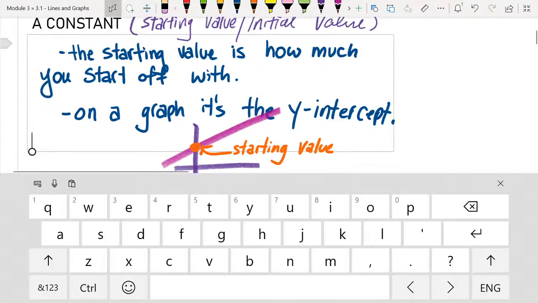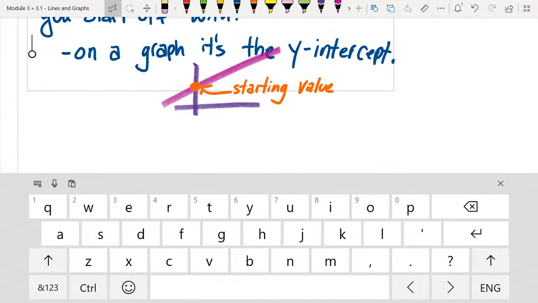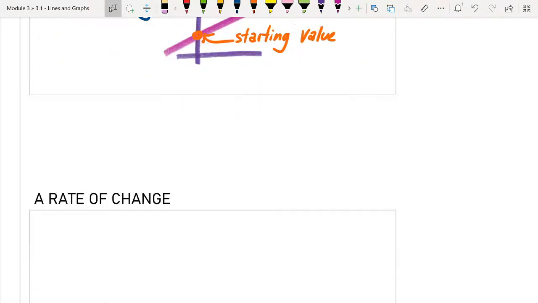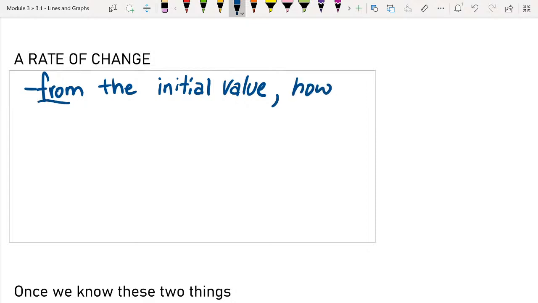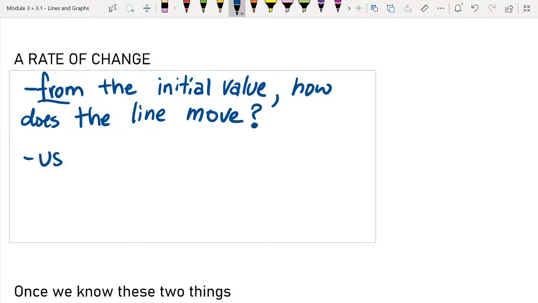So once you know where you're starting, the next thing to know is, how does it change? And so the rate of change is exactly that. From the starting point, which I'm going to call the initial value here because I want you to get used to different words for things. From the initial value, how does the line move? And we usually express this as a fraction.